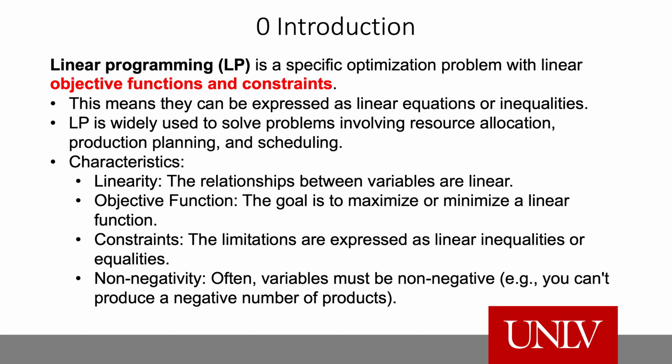And there are four characteristics. Linearity, which means all relationships between variables are linear. Objective functions and constraints, which are similar to the key components. And the last one is non-negativity, which means variables usually cannot be negative. For example, you cannot make a negative number of products.